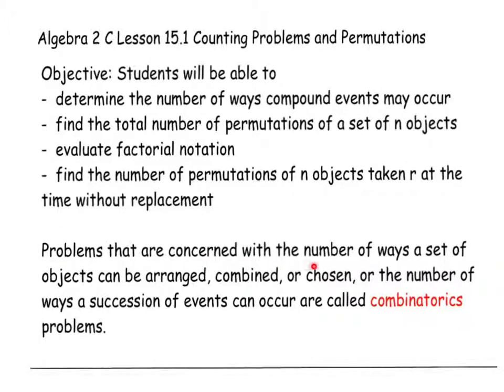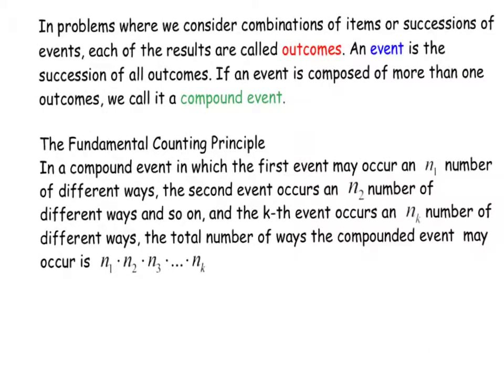Problems that are concerned with the number of ways a set of objects can be arranged, combined, or chosen, or the number of ways a succession of events can occur, are called combinatorics problems. In problems where we consider combinations of items or successions of events, each of the results is called an outcome. An event is the succession of all outcomes.